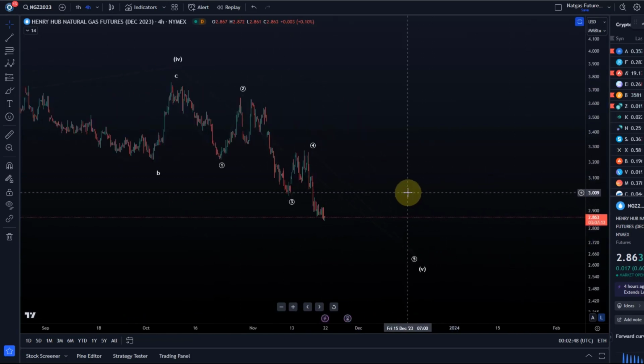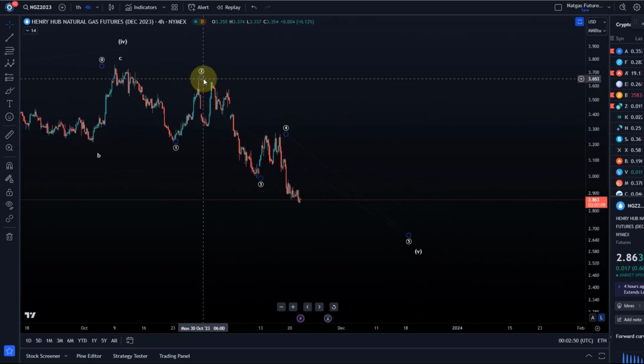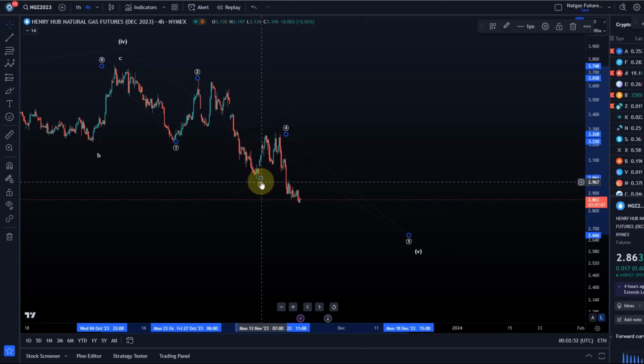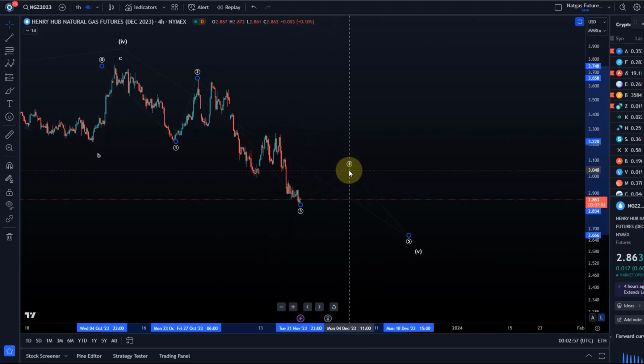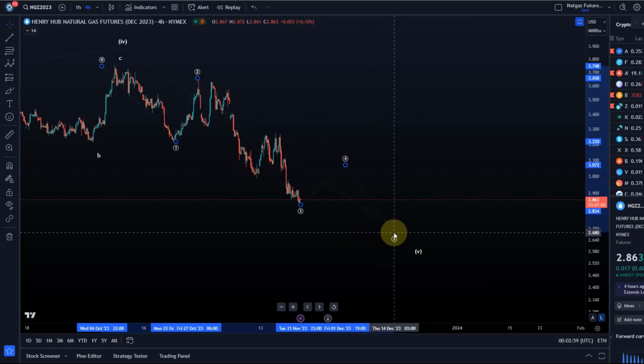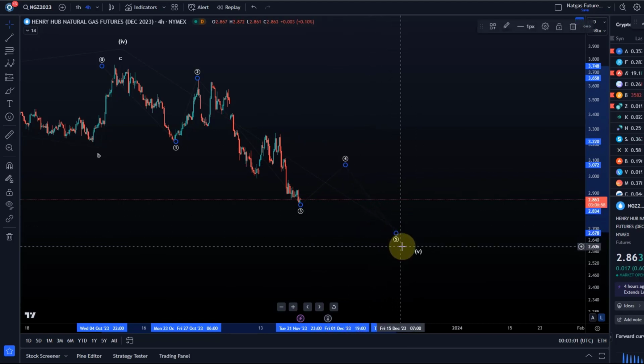Whereas actually, let me just double check something. This, the 2, no, third is still in the making. Yeah, third is still in the making. Then we should get a 4 and 5. So we're not completely done yet. Seems like we need to go a little lower.